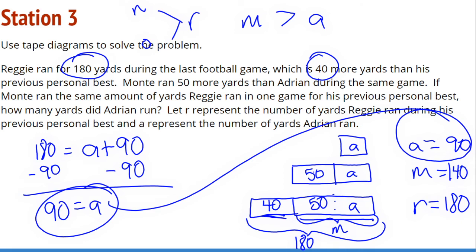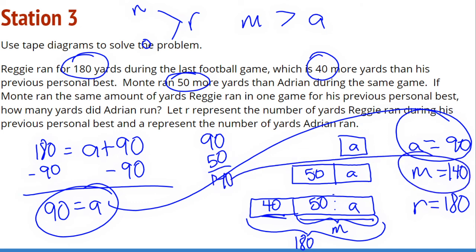I can check that by saying Monty is 50 more than Adrian. So I can take Adrian, add 50, and I've got Monty, which matches 140 there. And I can see that Reggie increased his personal best by 40, but his old personal best was equal to Monty. So 140 and 40 is 180.